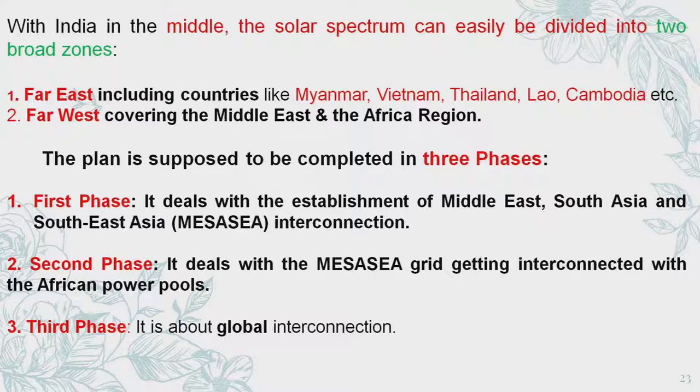The plan is supposed to be completed in three phases. Phase 1, establishment of Middle East, South Asia and Southeast Asia interconnection. That is what we are targeting for the first phase. Phase 2 deals with the MESA-SEA grid getting interconnected with African power pools. So that's another very important point. When I use the word MESA-SEA, it comprises Middle East, South Asia, Southeast Asia interconnections. Third phase, global interconnection. So initially at the regional level, from regional to the African power pool, from there to the global scale.